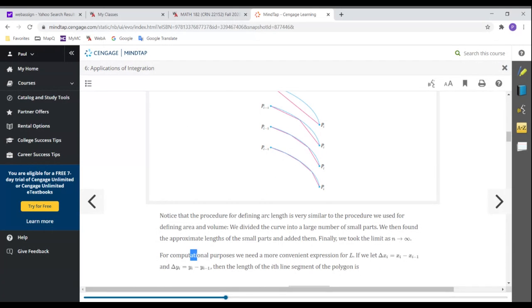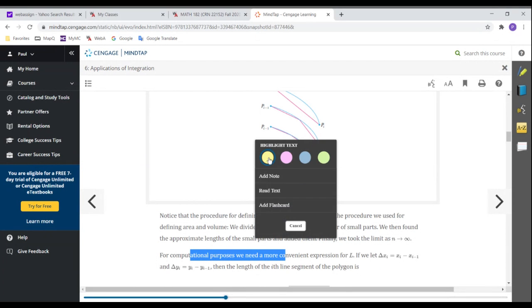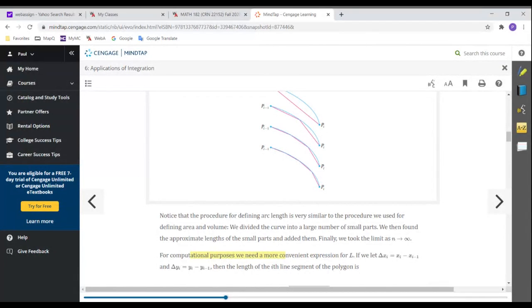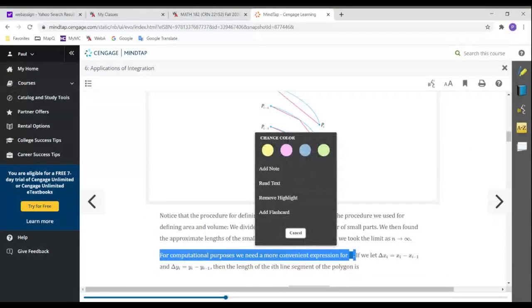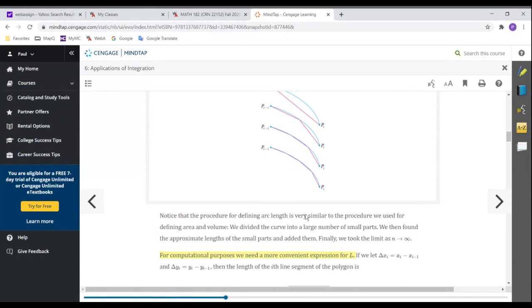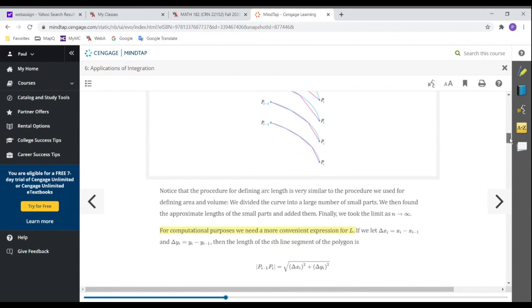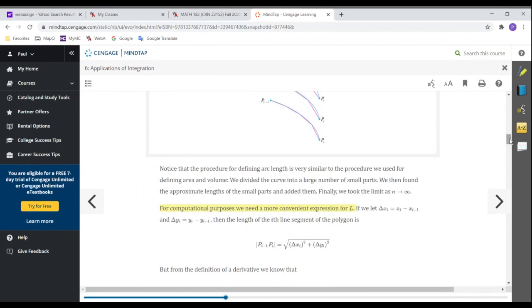For computational purposes, we need a more convenient expression for length. And so what they do is they say, well, look, if we let delta x i be the difference of two x coordinates and delta y i be the difference of two y coordinates, then the length of the ith line segment would be the square root of delta xi squared plus delta yi squared. Now let me show you why that is.